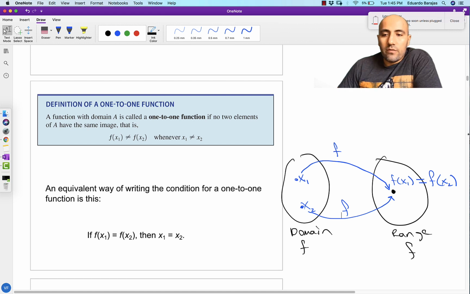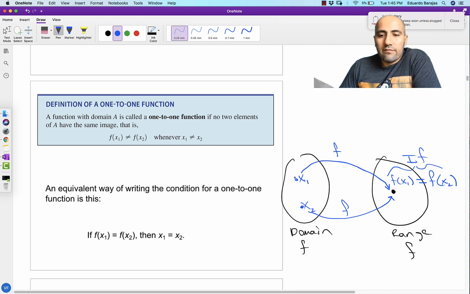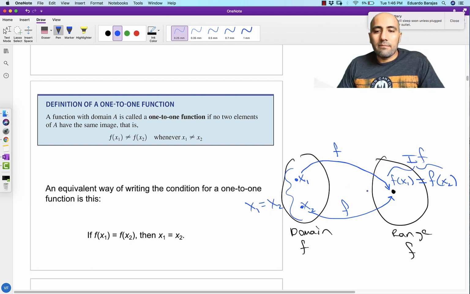Well, if you can show that whenever this is true, you can confirm that, oh, you know what, they're not really different numbers. They're in fact equal to each other. x sub 1 equals x sub 2. I know that looks kind of weird, but think of maybe somebody thinks that they're different numbers.